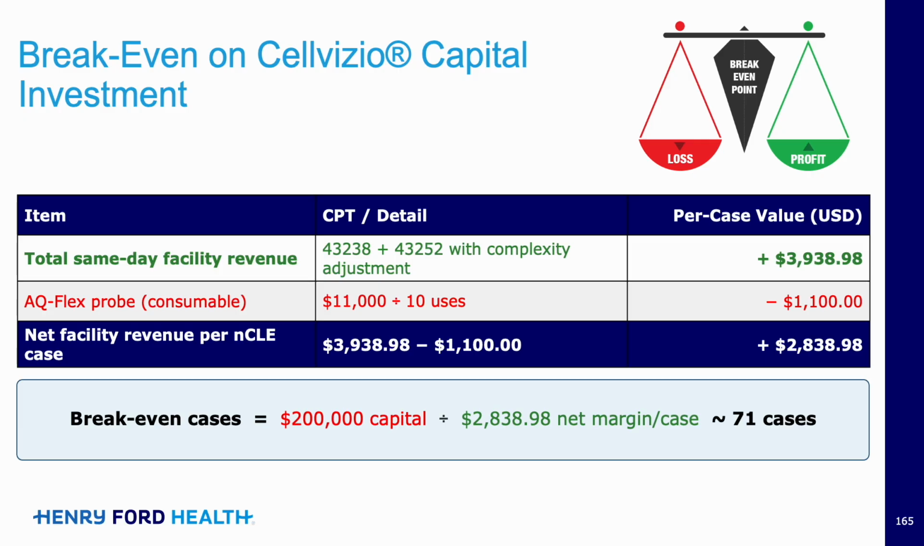$2,839. And generally, if you take that number, the facility will need about 71 cases to break even on the $200,000 capital investment into the processor. And a moderate to high practice volume will take about 6 to 15 months roughly to reach that break even.